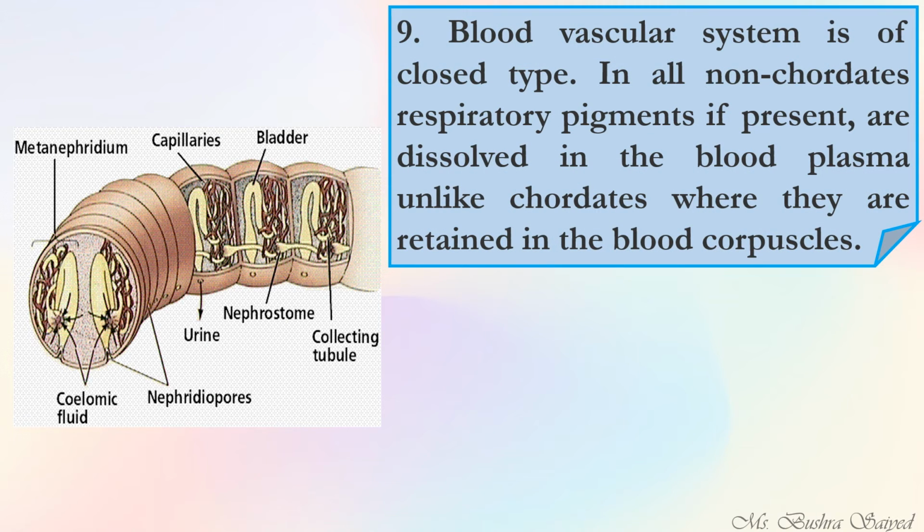Coming to their blood vascular system, it is closed. It means that the blood will never mix in the body. That is a closed type. In all non-chordates, respiratory pigments are also present, dissolved in the blood plasma.